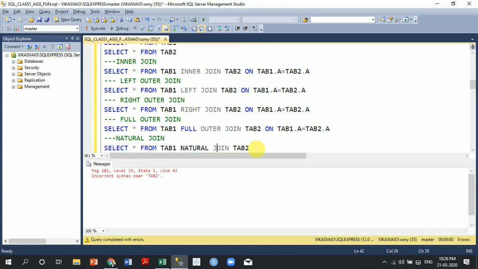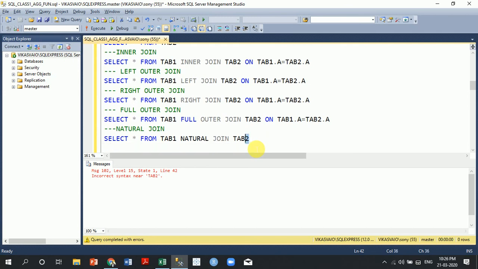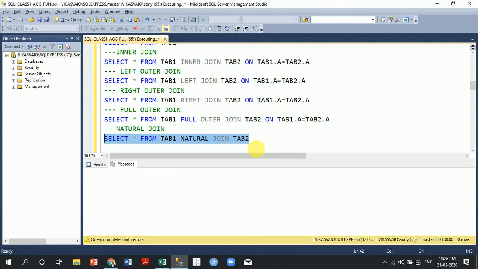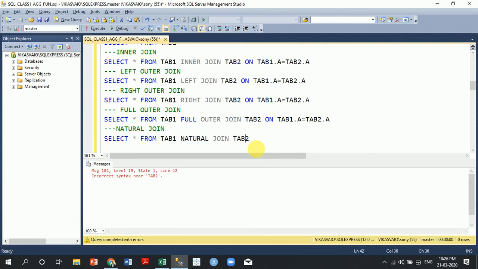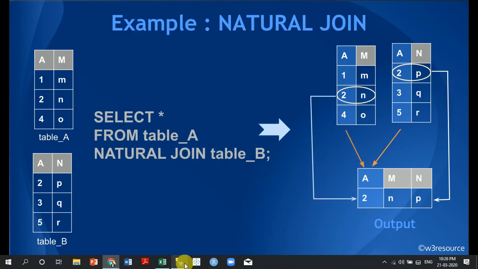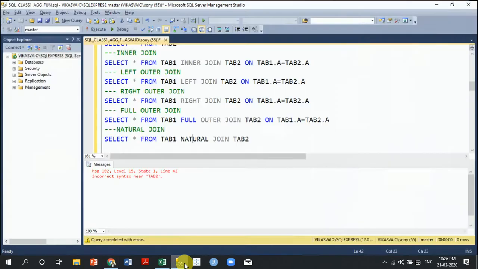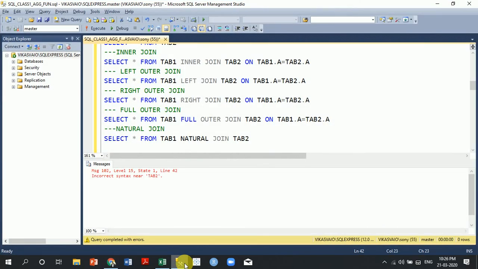So it is showing me from table 1 natural join table 2. While I'm running this, is table 2, okay, natural. Let me check, select. Okay, we need to just hold for a while. I have to check why the query is not getting executed.